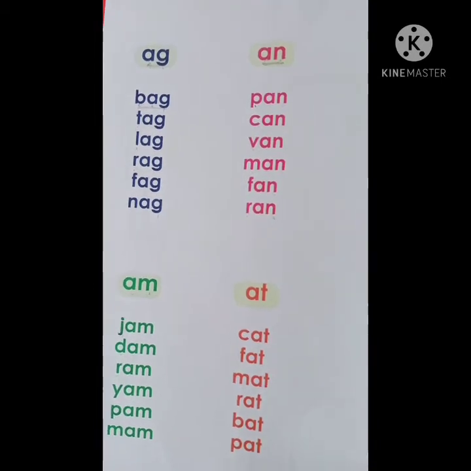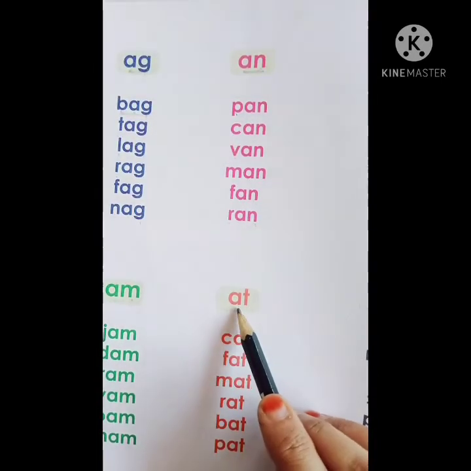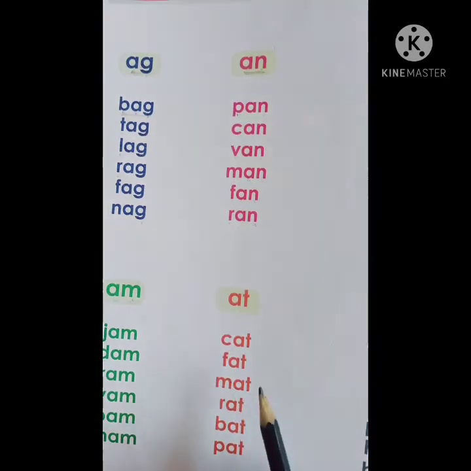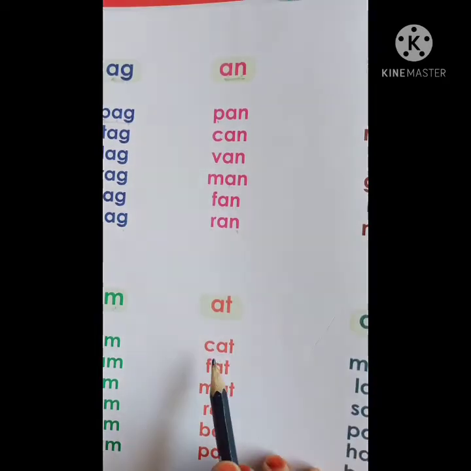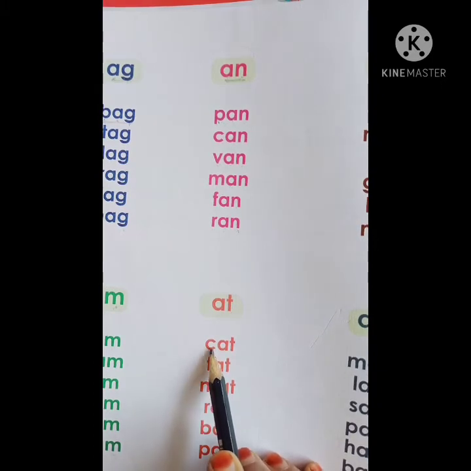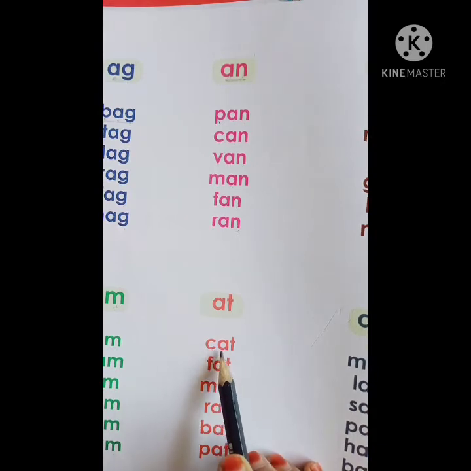Okay, and the next one is at, a and t, at. The first word begins with the letter c. Can you say what is the sound of the letter c? Yes, k. K is the sound of the letter c. K at, cat.